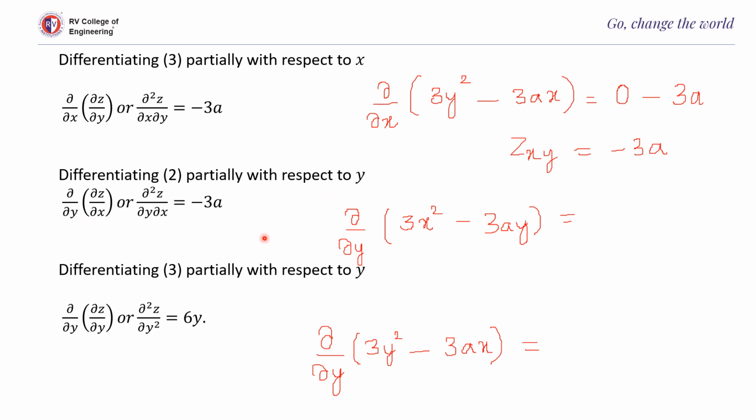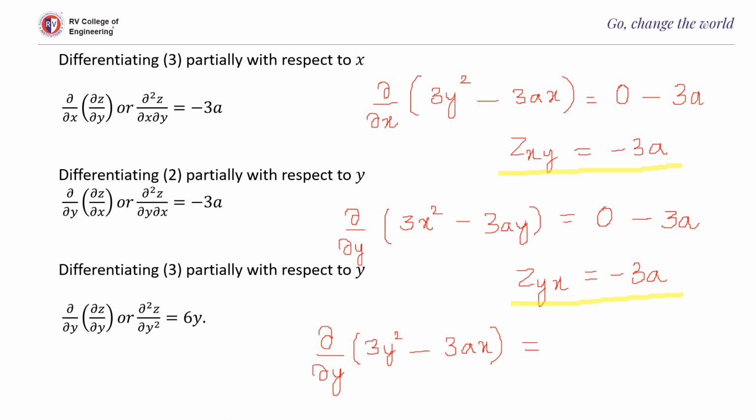Now, differentiate equation 2 partially with respect to y to get zyx. Therefore, ∂/∂y of ∂z/∂x is nothing but 3x² − 3ay. When I differentiate this, the first term becomes 0 and the second term is nothing but −3a. So therefore I get zyx equal to −3a. As per our previous discussion, you have observed that zxy is the same as zyx.